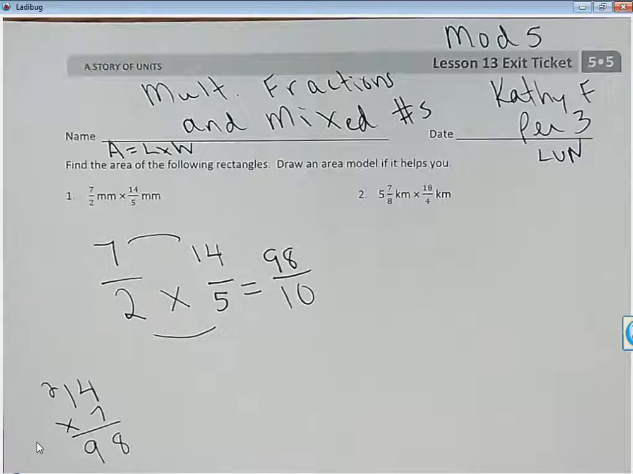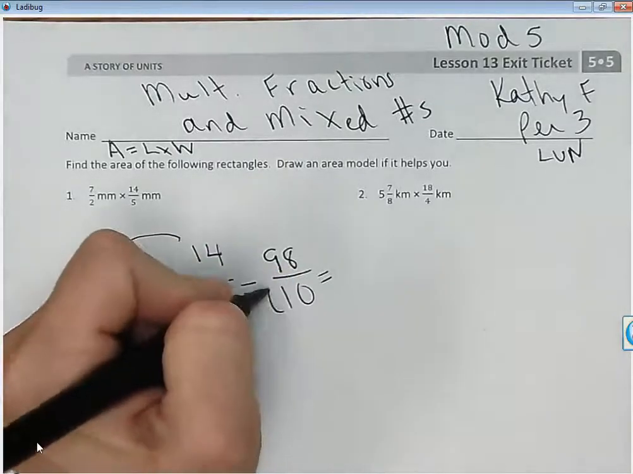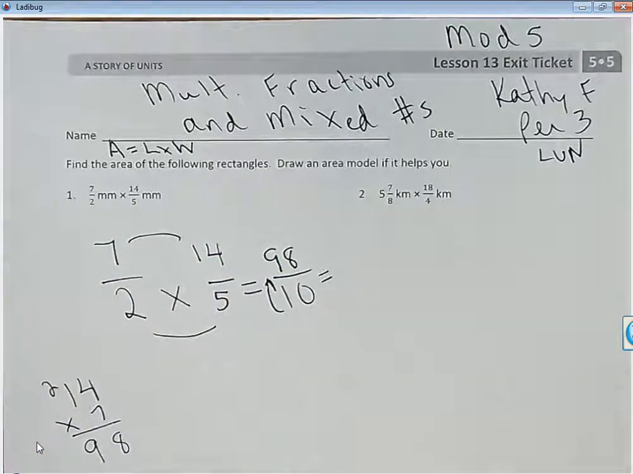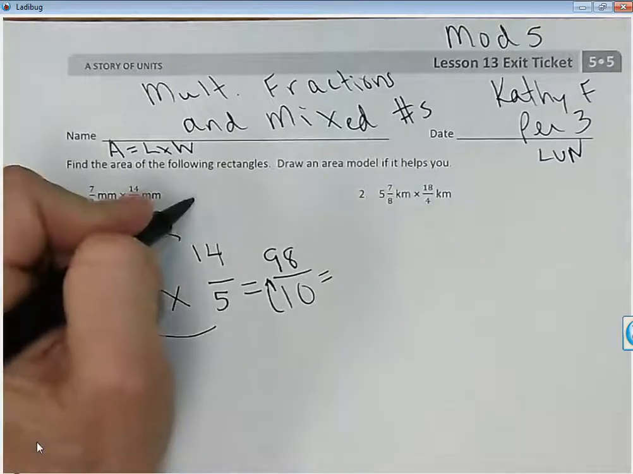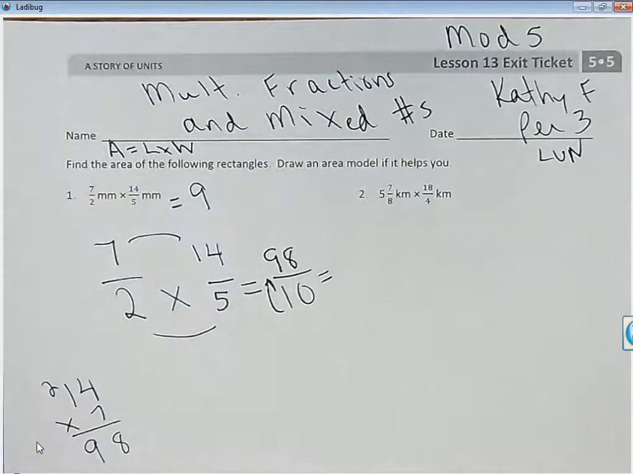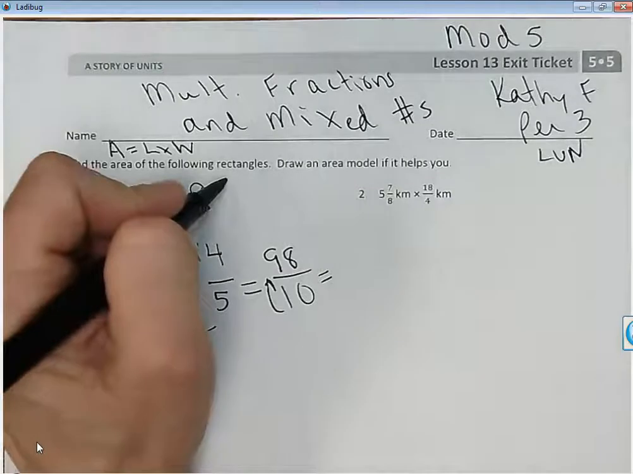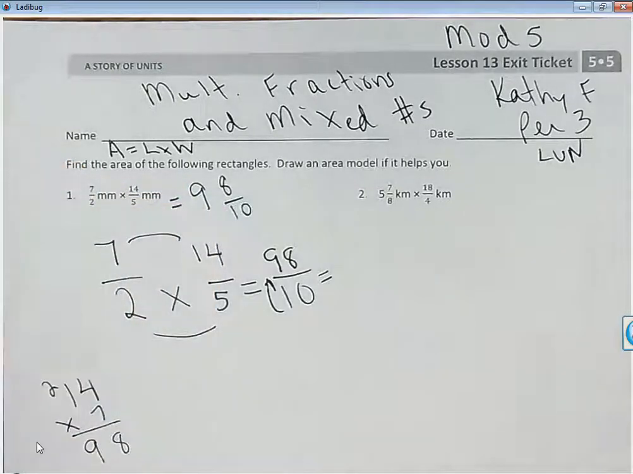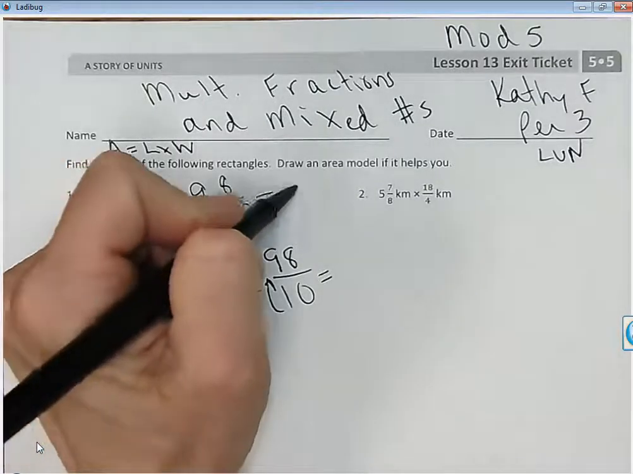So 98/10 would be, 10 goes into 98 9 times. That'd be 90. And there'd be 8 left over. We could also simplify that into 9 and 4/5. Divide the top and bottom by 2.